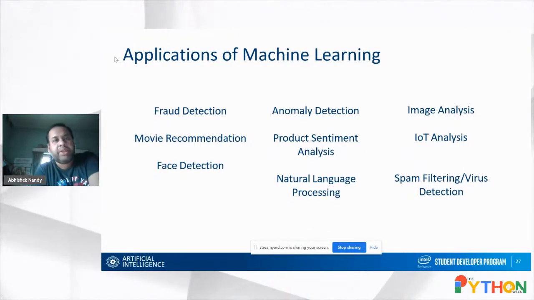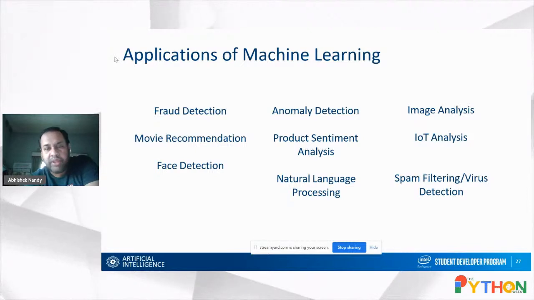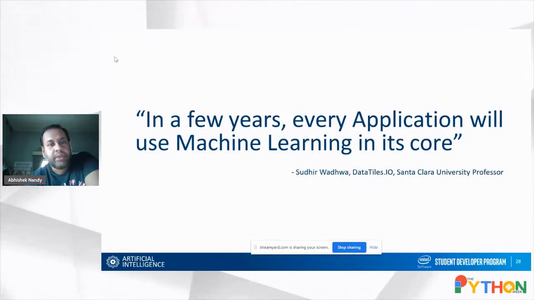There are different kinds of applications of machine learning, like fraud detection, anomaly detection, IoT analysis, and movie recommendation systems. We will also study the use case of Netflix, how the process works. And we have spam filtering that we have already checked. Natural language processing, that means somebody is speaking and we are answering in a proper manner, or we are translating a text from English to Chinese. So natural language processing is also one of the fields of machine learning. In a few years, every application will use machine learning at its core.